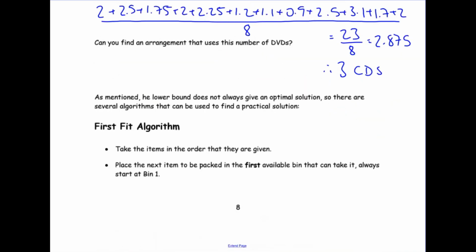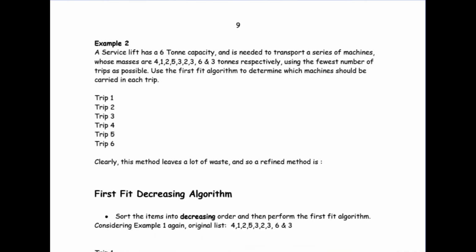And we're going to look at 3 algorithms. The first one is the first fit bin algorithm. So let's have a look at this example 2. This example 2 is about a service lift. It has a 6-ton capacity, and we need to transport a series of machines of various masses. We're going to use the first fit algorithm to determine which machines should be carried in each trip. With the first fit algorithm, you work your way along the list in the order that you're given them, and you fit them in the first bin available, which in this case is a trip in the lift.